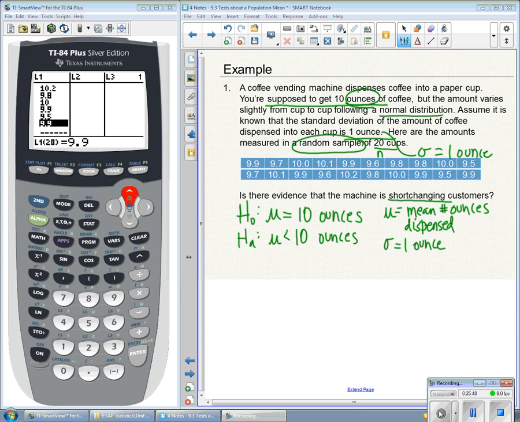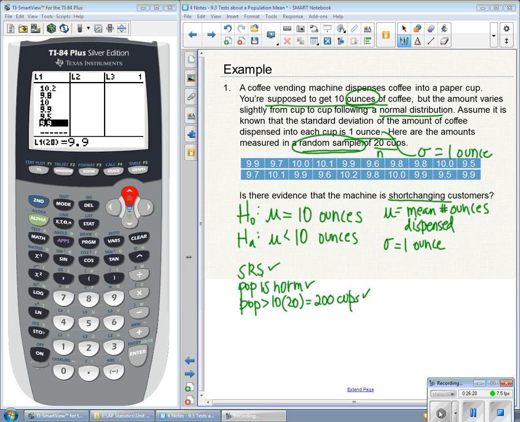So the next step would be to check our conditions. The first thing I want to look at is, is it an SRS? Yes, it is. Now, our sample is small. We only have 20 cups in our sample. However, the population is normal, and so the second condition is met. And finally, this is where we're talking about sampling without replacement and looking to see if our population is at least 10 times n. Well, in this case, it's an infinite population, but I'm going to go ahead and just write population is greater than 10 times 20, or 200 cups. We can assume that is true.